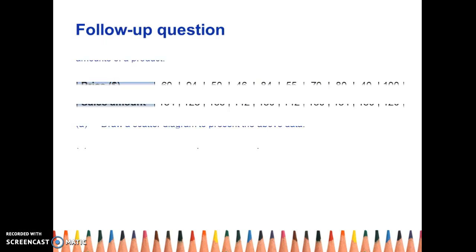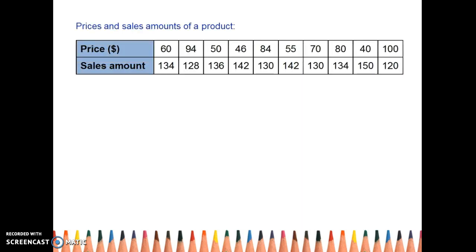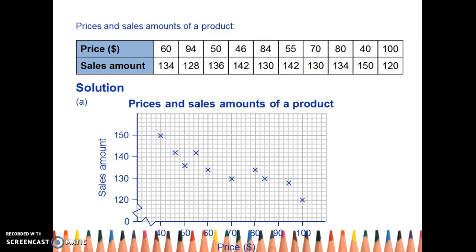Let's look at an example here. So for this example, this is about some products, the sales amount and also the price of the product. So for part A, we have to draw a scatter diagram. And for part B, we would like to describe the relationship. Now for the first one, we try to draw a scatter diagram. So you put the sales amount on the vertical axis, and the price will be on the horizontal axis.